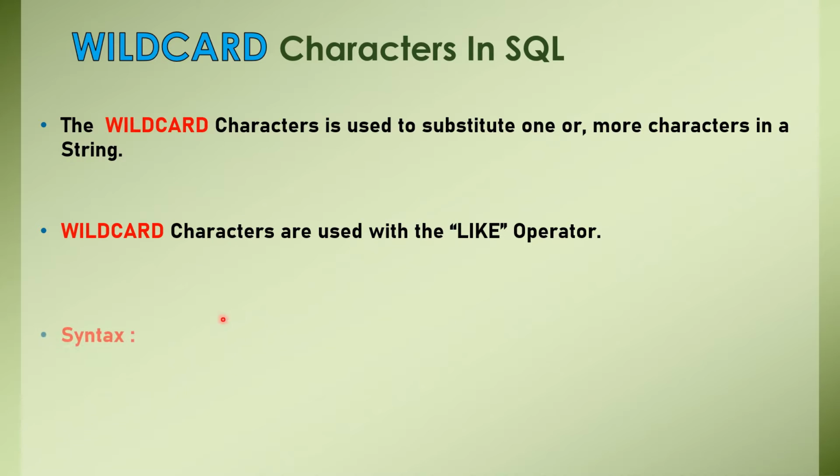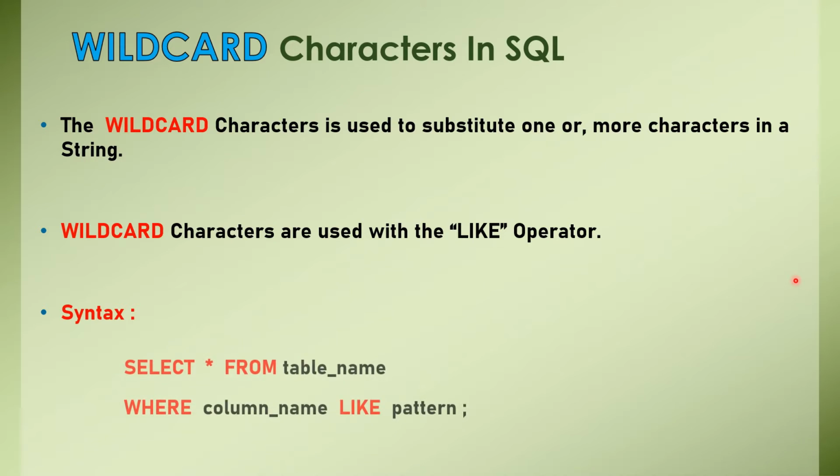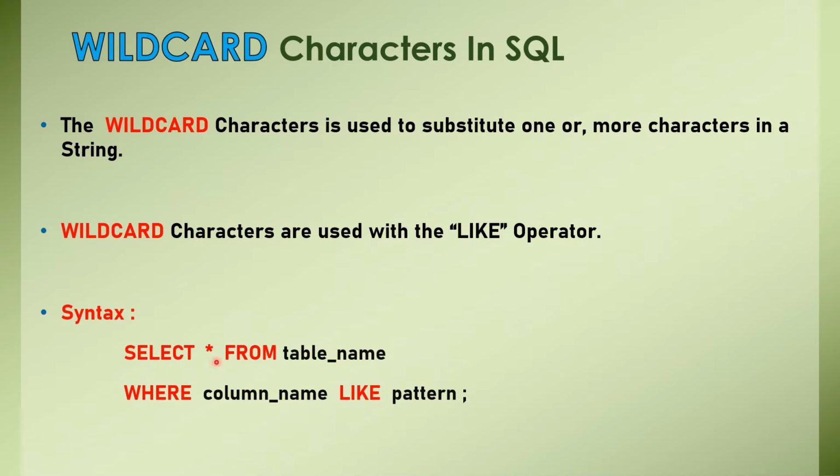Now you see what the syntax for wildcard characters is. Basically: select star from table name where column name like pattern. So the syntax is the same as what you use with the LIKE operator. This is the condition part and this is the column name, and LIKE pattern says that you need to find or match the pattern in that column, and if the column value satisfies this pattern, then you print it out. So this is what this query tells us. I hope you got this. So let us get into the examples of wildcard characters.